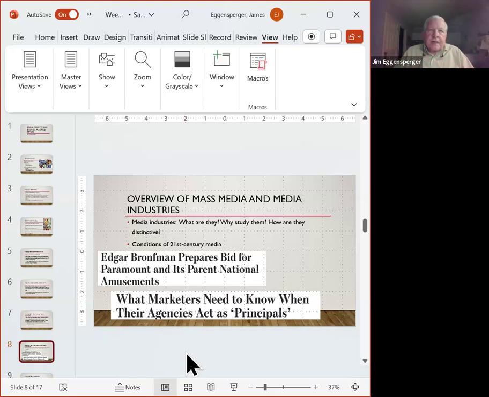National Amusements is the parent of Paramount, and Bronfman is putting together a bid for those two companies, and which will take them out of where they belong, where they have been for the past couple of years. And there's a big fight going on about what's going on with 20th Century Fox and the family that used to run it. The same thing is true of CBS. There's another big fight going on within the family that used to run that place.